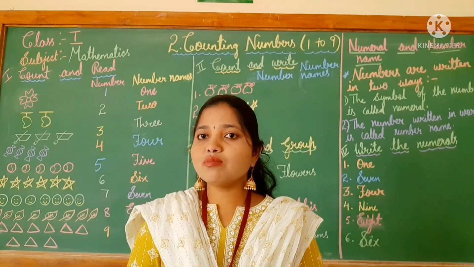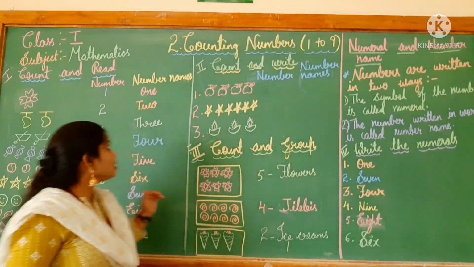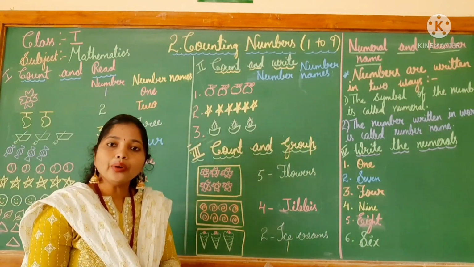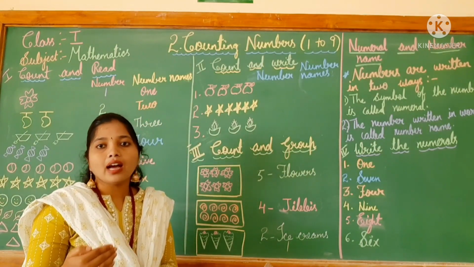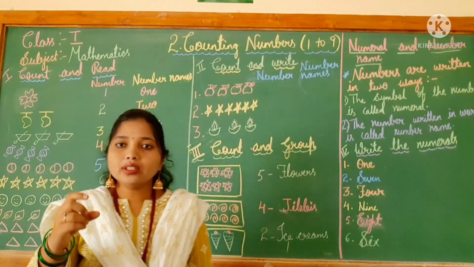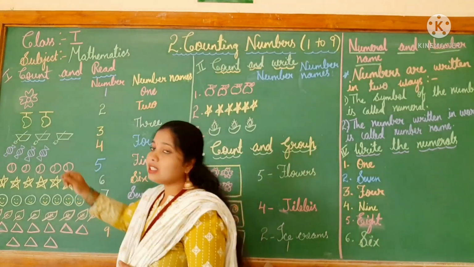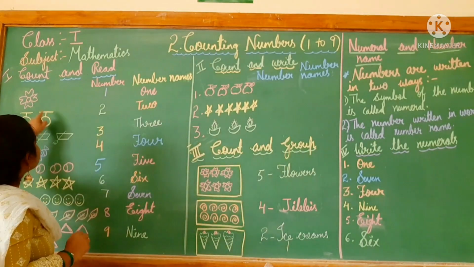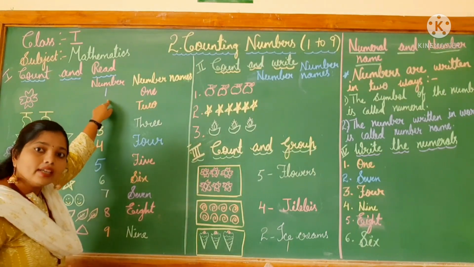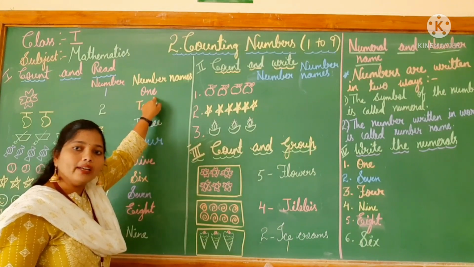Now, let us move further, children. First, we are going to discuss count and read. Children, here you have to count the pictures and read the numbers. First, see, children. There is 1 flower. So, here is the number 1 and the number name is ONE, 1.